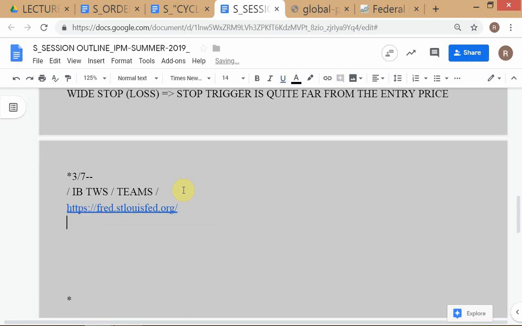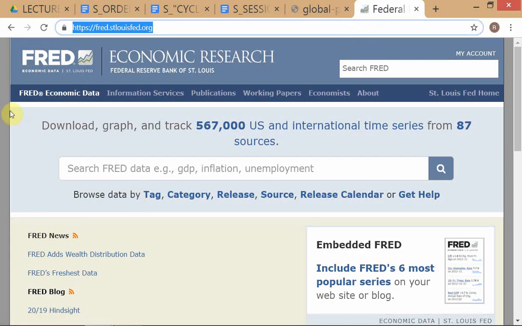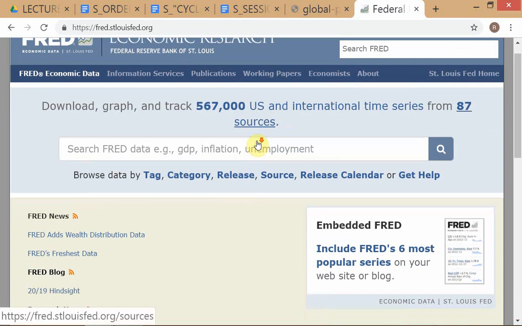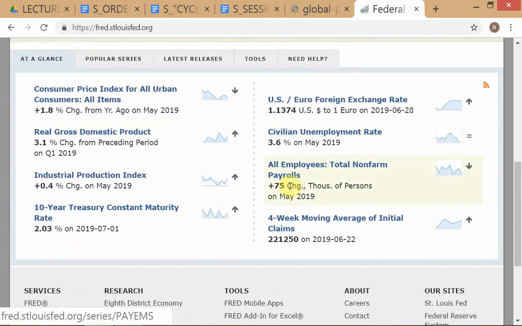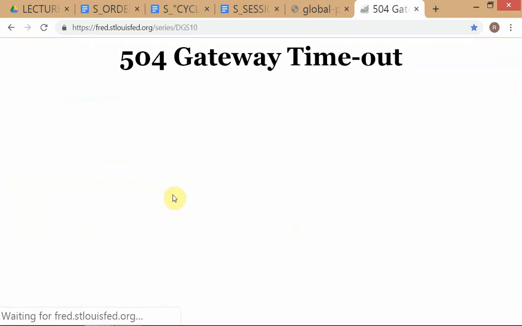So here's another link for you. Very good, and lots of data is available here. You can look at this data. Lots of economic data is available on this website. Very high quality data. It's being maintained by this Federal Reserve Bank, and you can also read their blogs and stuff like that.